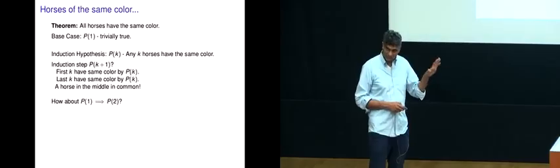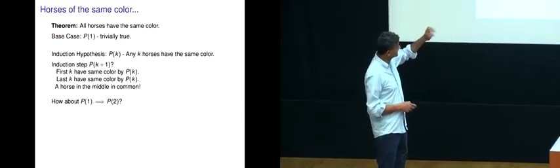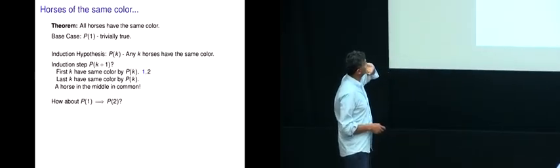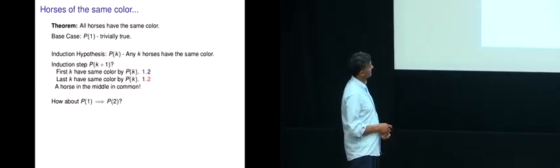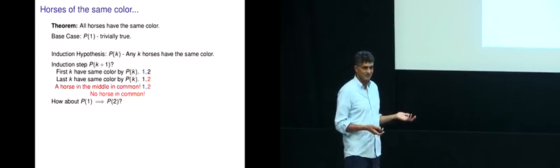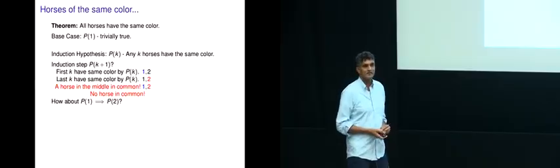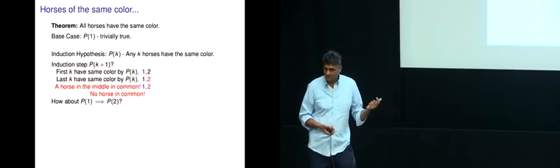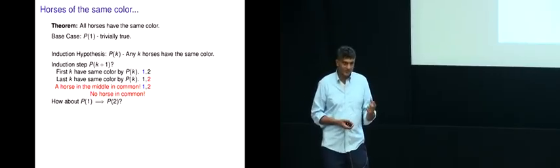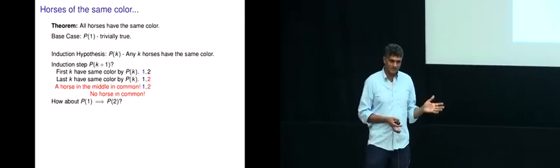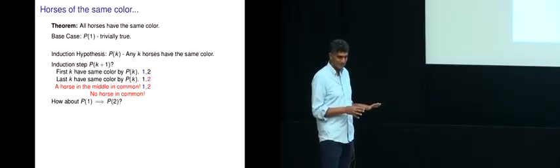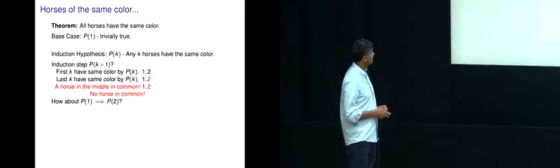That's where we made the mistake, right? Let's see if this argument works for P of 1 implies P of 2. Okay, 1 has the same color as itself. 2 has the same color as itself. There's nothing in common. So therefore, this argument fails right at the beginning. One little place in that ladder is broken, that's it. It's just not true. And it's clearly not true, right? We know that all horses don't have the same color.